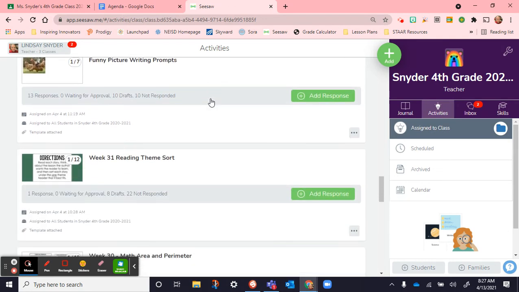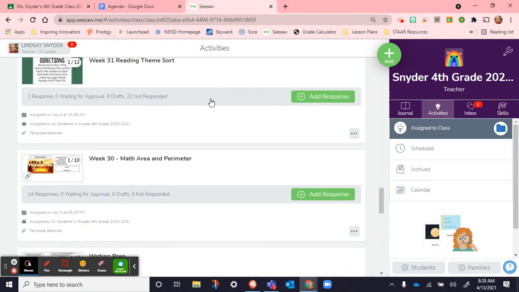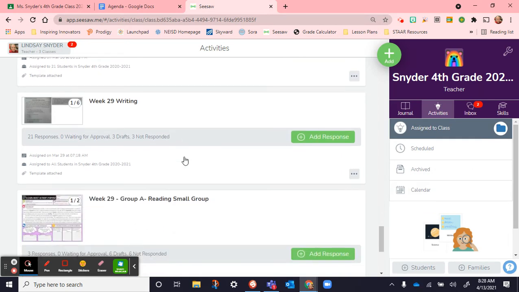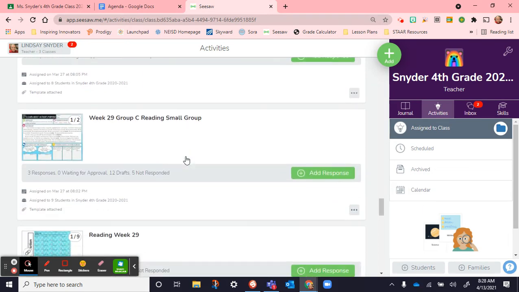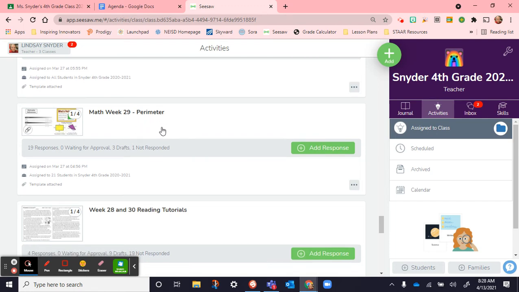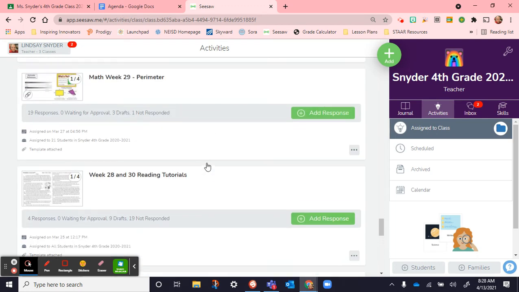All right, when you are done with that, please go back right here to math, area, and perimeter. Make sure you check your comments if I left you one for that, to make sure corrections are done for math and that you're all caught up with math. And then you've got math from week 29. Make sure all of these are caught up.